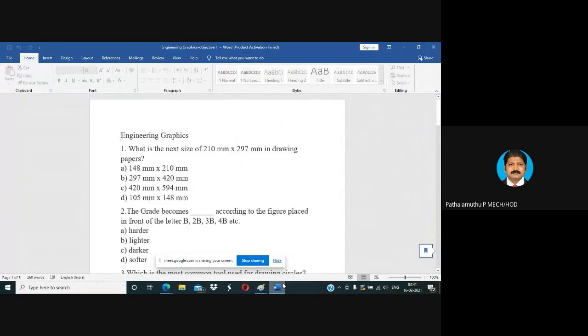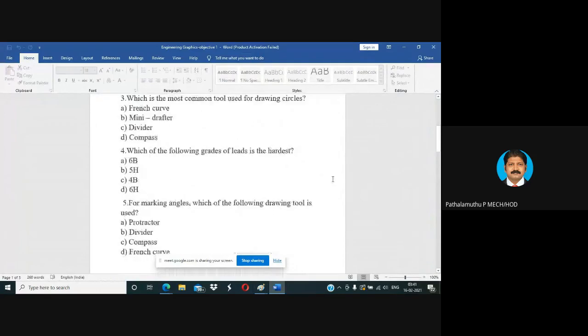So the next question: which is the most common tool used for drawing circles? It's a simple question. French curve is only used to draw irregular curves. Mini drafter is used to draw horizontal and vertical lines and mark angles. Divider is used to divide lines. So compass is used to draw circles. So for the third question, the answer is D.